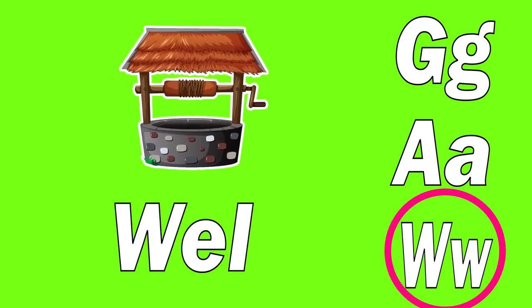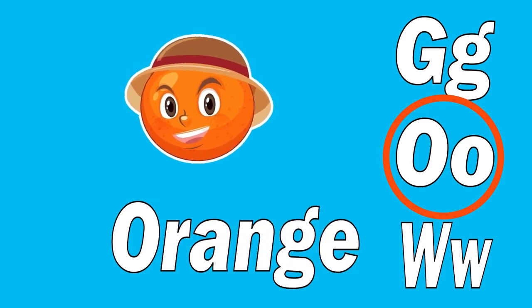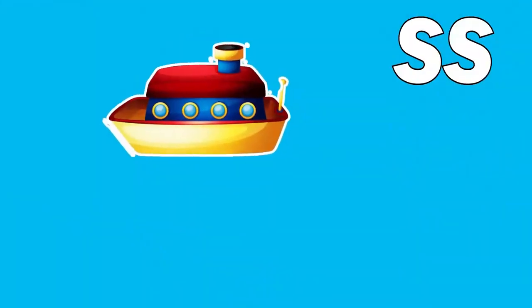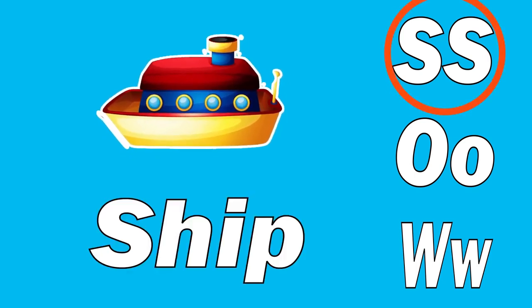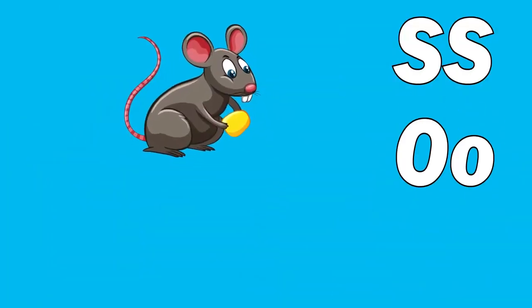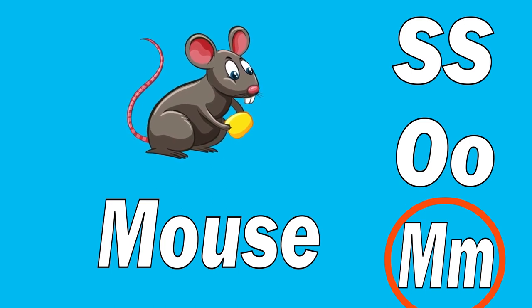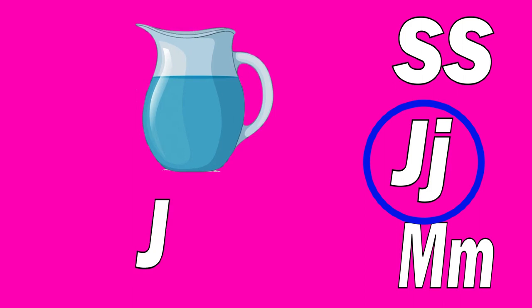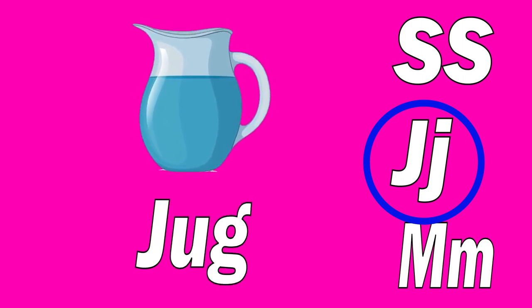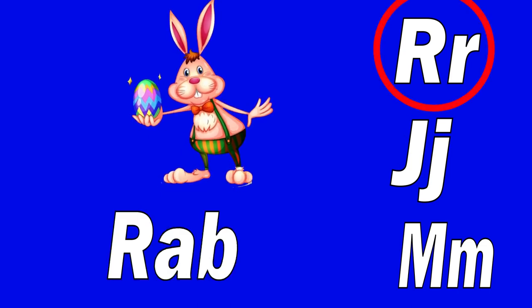W for well. O for orange. S for ship. M for mouse. J for jug. R for rabbit.